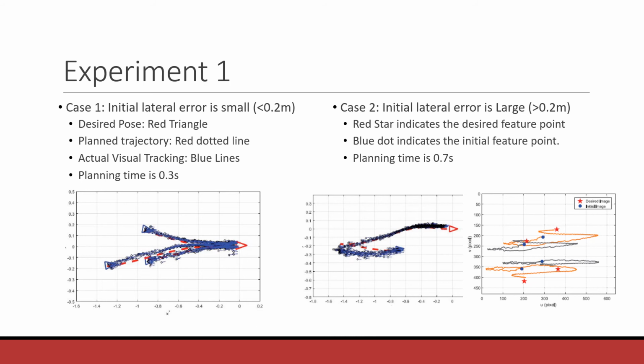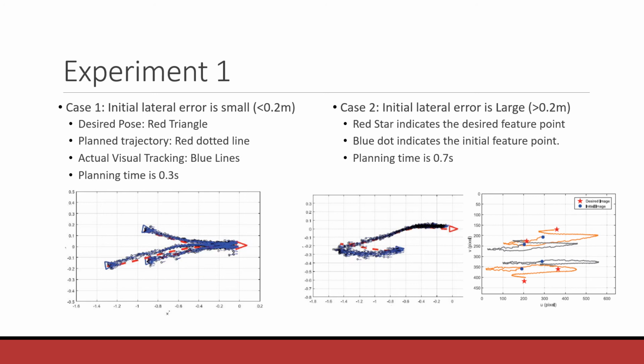Next is case 2, where the initial lateral error is large, that is greater than 0.2 meters. Here the red is the desired pose, the blue is the initial pose, and we see that the robot initially goes back and then goes towards the goal. This is done so as to maintain the feature points in the field of view. Here are the trajectories of these feature points, and each red star indicates the desired feature point position, and the blue indicates the initial. So we see that initially the robot goes back and then goes towards the feature point.